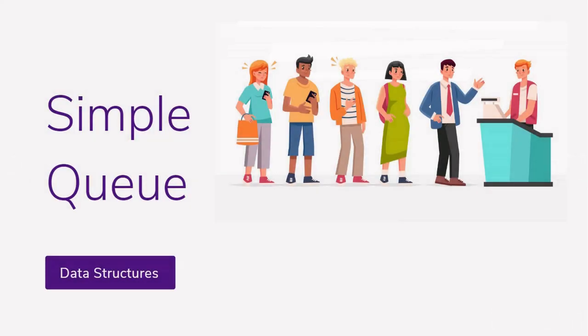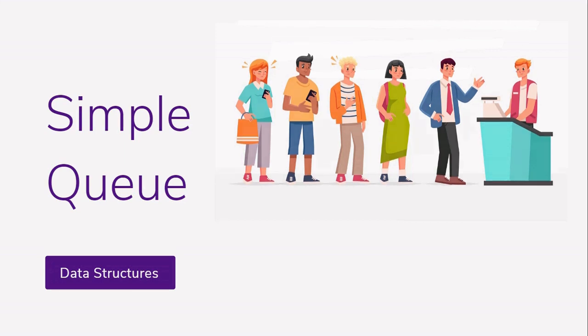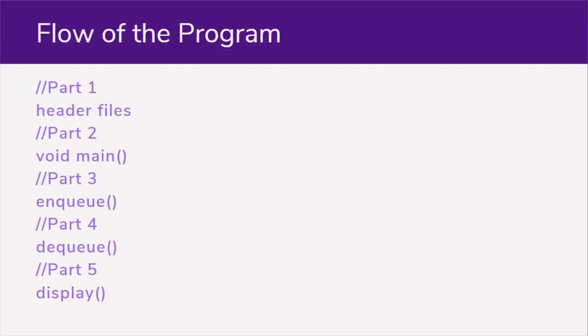So today we'll see the first type of queue, that is simple queue. First we'll understand the flow of our program. It is divided into 5 parts. First part is our header files, which includes header files like stdio.h, conio.h, and also the declarations of our enqueue, dequeue and display functions, and with that also the maximum size of our queue.